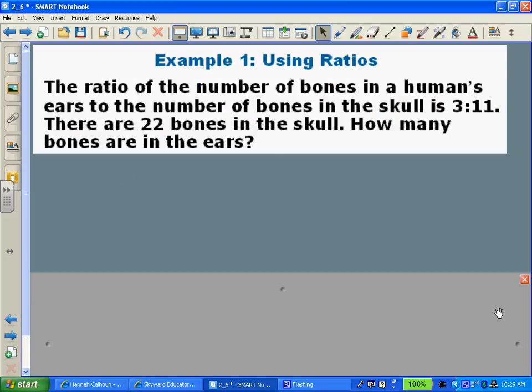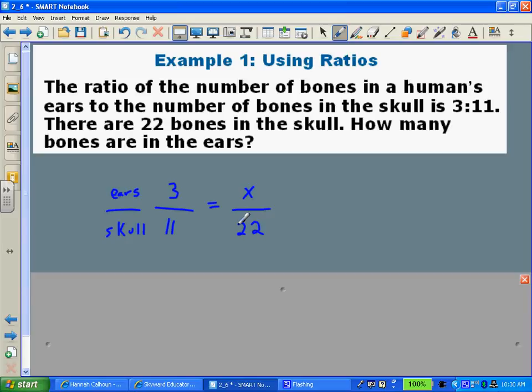The first type of problem you'll see today looks kind of like a story problem, but they're really not too bad. It'll give you one ratio. The ratio of the number of bones in a human's ears to the number of bones in the skull is 3:11. So let's write that ratio down. There are 22 bones in the skull. How many bones are in the ears? Remember, this is ears, that's an E, to skull. In my second ratio, I don't know the ears part, so I'm going to call that X, but I know there's 22 bones in the skull.